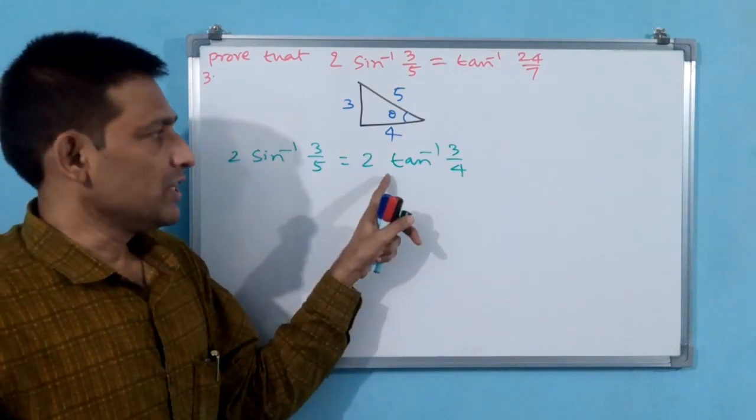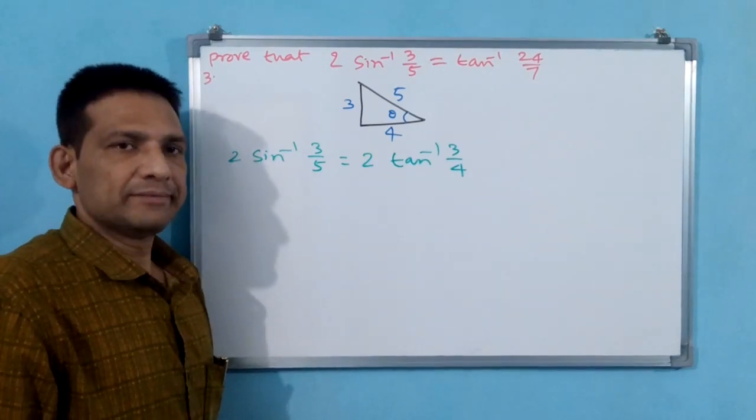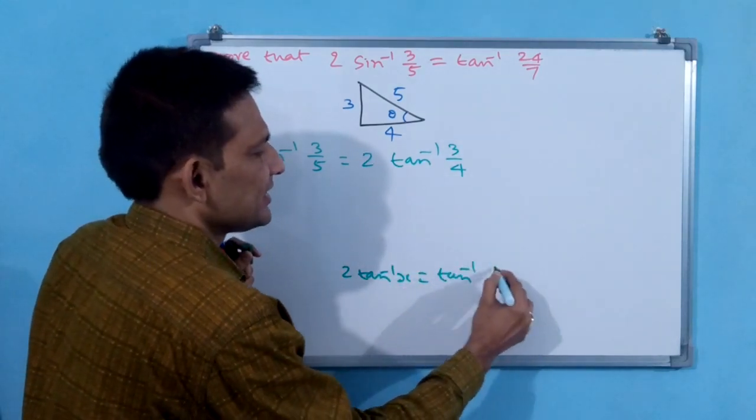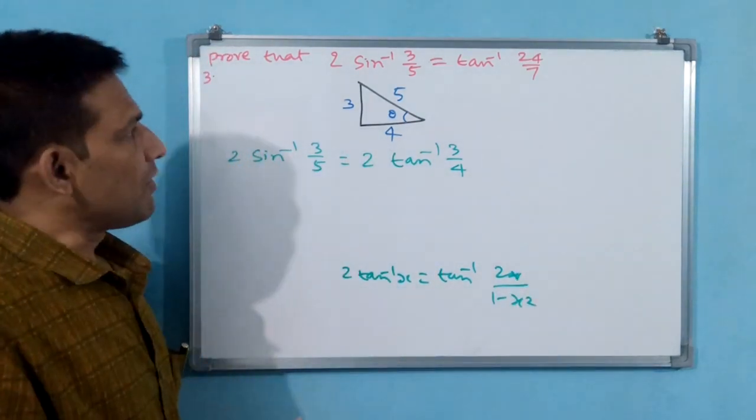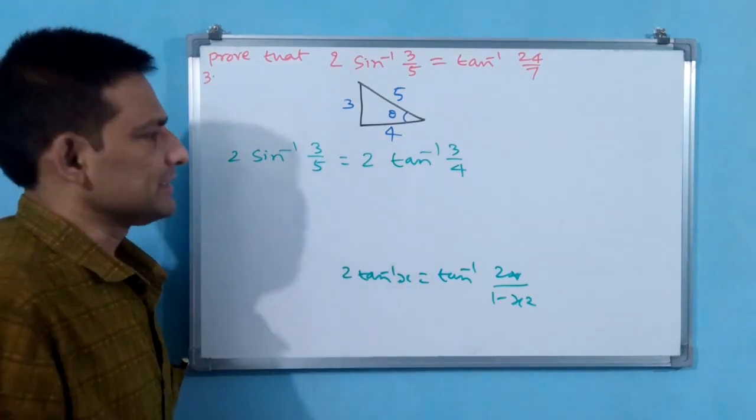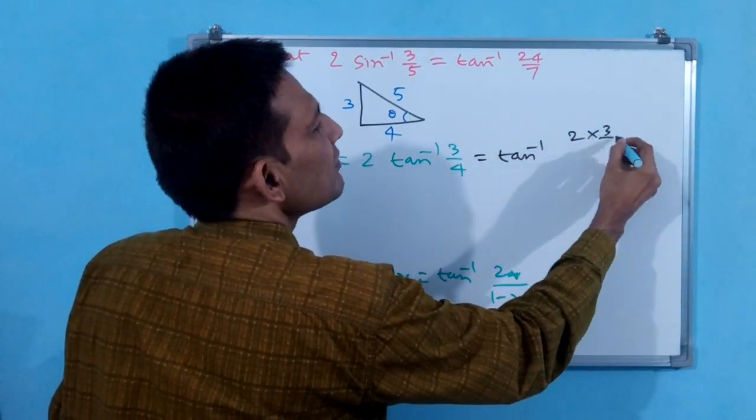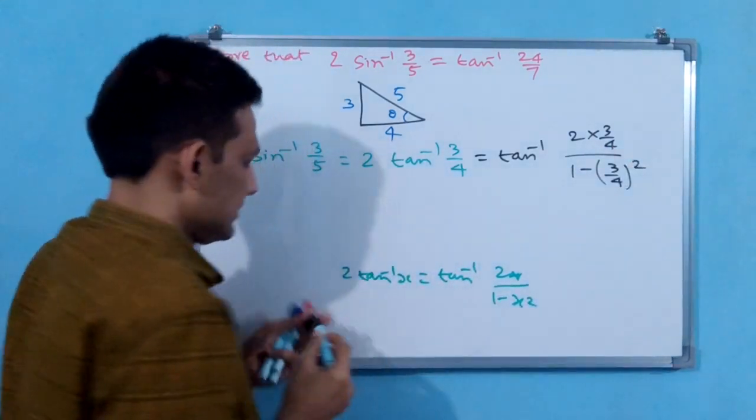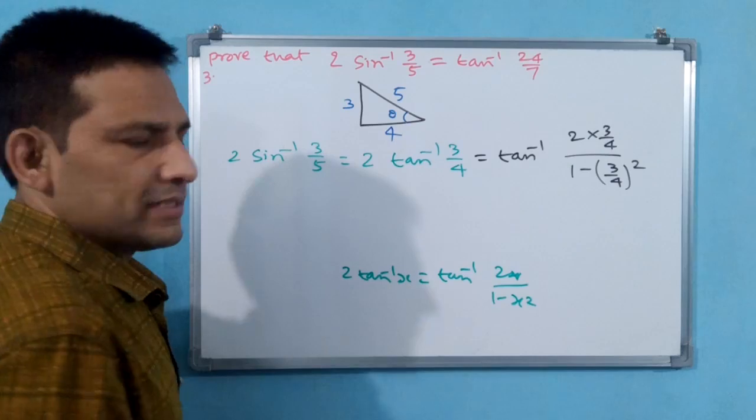Now you see, 2 tan inverse x formula we know: tan inverse 2x by 1 minus x square. These formulas you have to learn by heart, or else you are not able to perform these calculations. Tan inverse of 2 into 3 by 4, by 1 minus 3 by 4 whole square. That will be the expansion, but we have not yet completed.